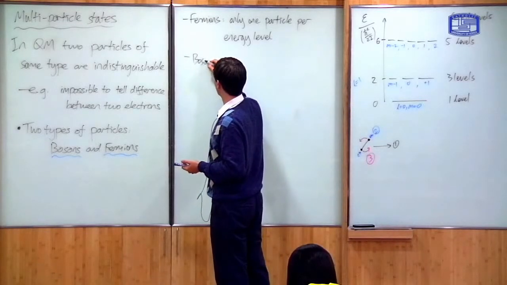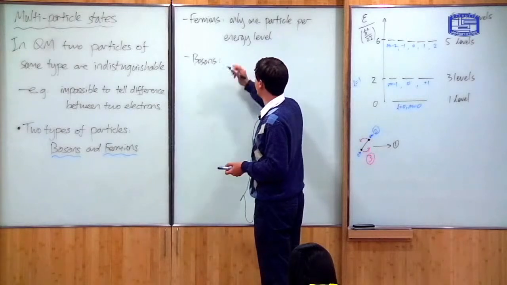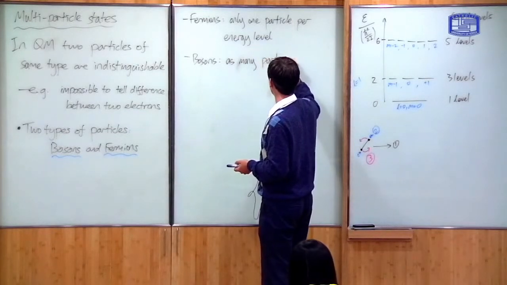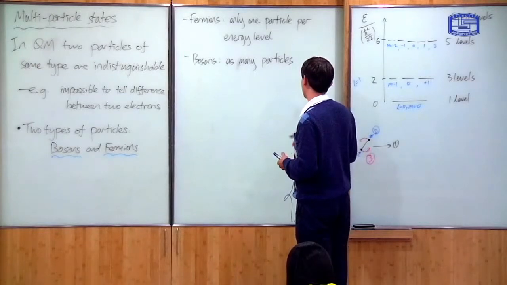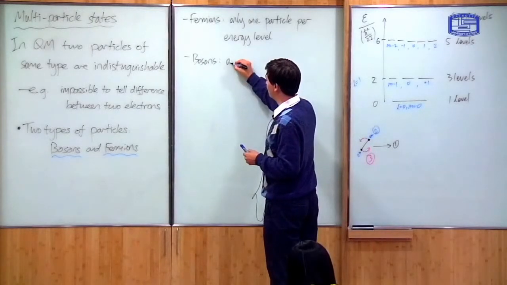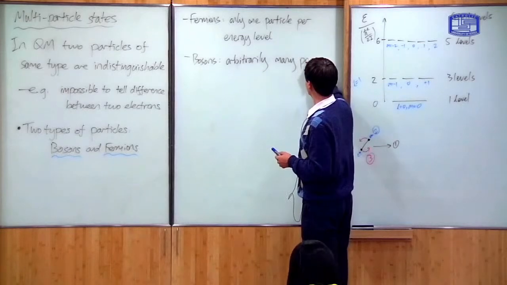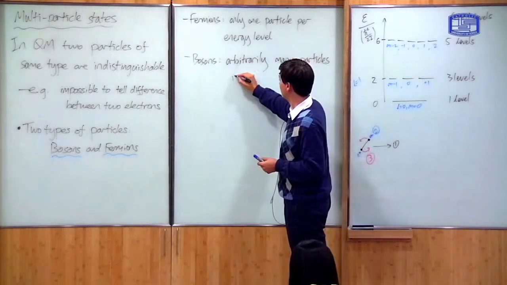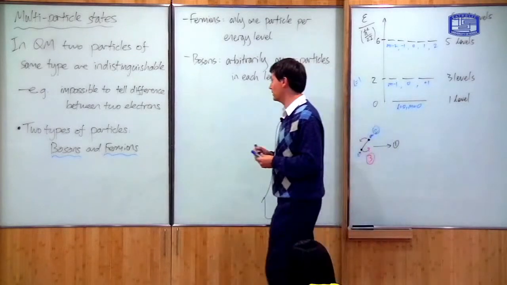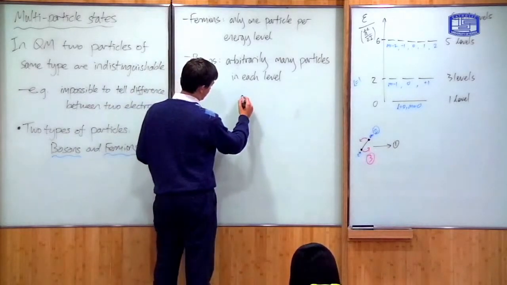But for bosons, we can put in as many bosons as we like into the same level. So as many particles as you like. Okay. Let me be more precise. Arbitrarily many particles can go into the same level. So that's the only, well, as far as this course is concerned, that's the only significant difference between them. So I want to illustrate this in some pictures.